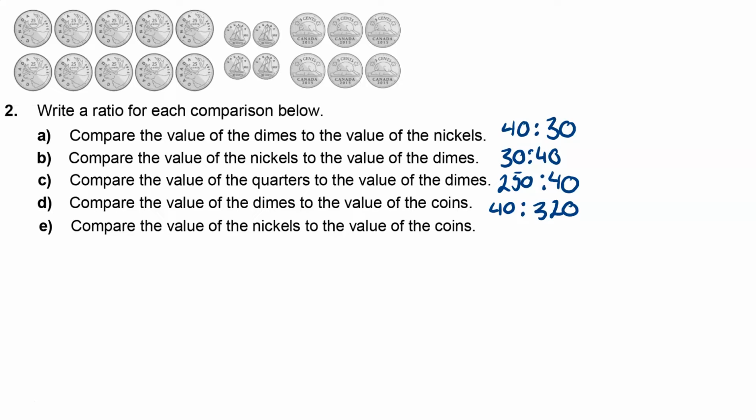Part E says compare the value of the nickels to the value of the coins. The value of the nickels is 30, and the value of the coins we said was 320.